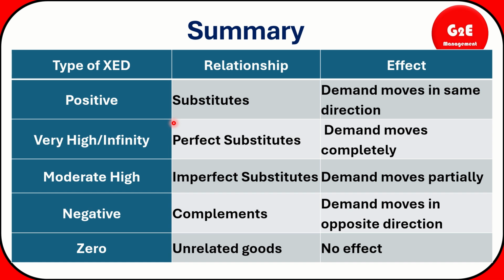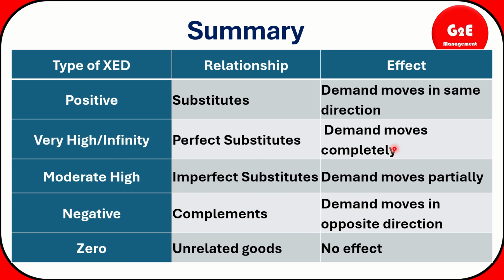So now we have gone through the types, meanings, and everything. This is the summary table. It will be very helpful if you're preparing for competitive examinations. For positive, we looked at the relationship of substitute goods. What are substitute goods? Demand moves in the same direction: if product A's price increases, product B's demand will increase. And another one, very high positive or infinite. Sometimes they will provide very high positive or else infinite. That's for perfect substitutes. It is 100% correct.